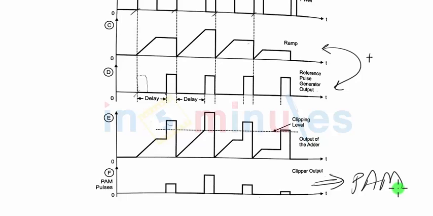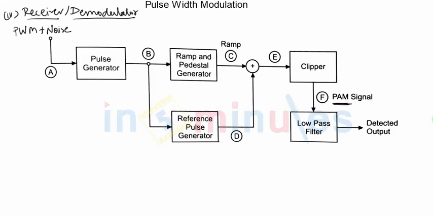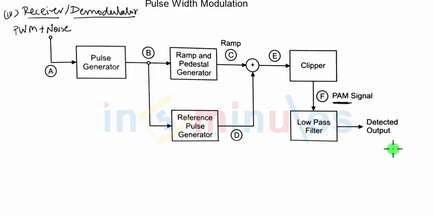So we have converted the PWM signal to a PAM signal, and now all we have to do is pass that signal through a low pass filter. So my output will be nothing but the demodulated signal.